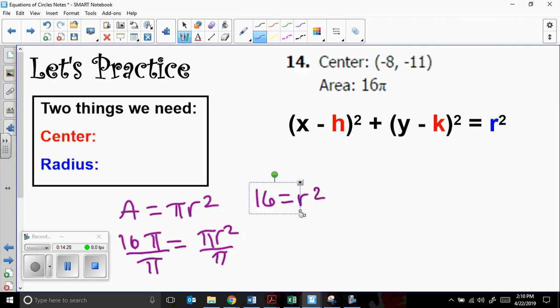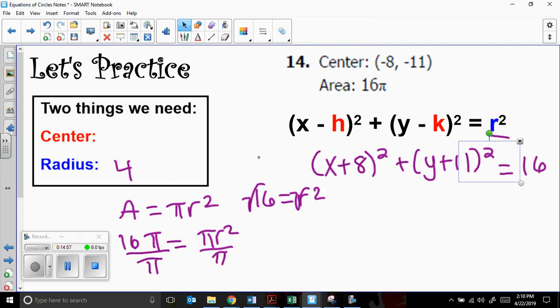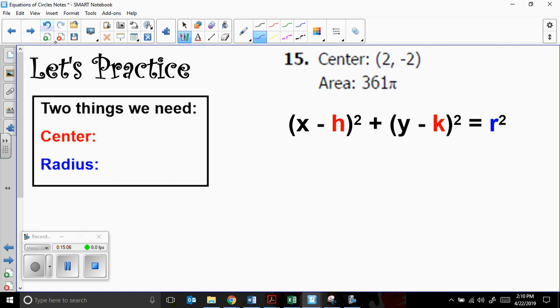Now technically we can just stop right here, because we do need radius squared. But if we wanted to find the radius, we'd just take the square root, and we know the radius is 4. Okay, so now here we're going to plug it in. So x plus 8 squared plus y plus 11 squared equals the radius, which is 4, squared, which is 16. So this would be your equation. Okay, so there's your answer there. And go ahead and pause the video and you try number 15 and see how you do.